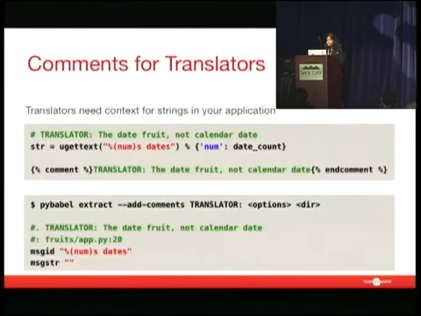And you can really extract these comments and put them in the PO file by just adding the add-comments option in your extraction command line call. And you'll see that in your PO file that comment shows up. I also show an example of how to do this in your templates. The templates provide a comment and end comment tag to do this.